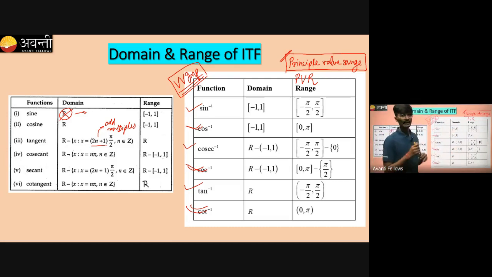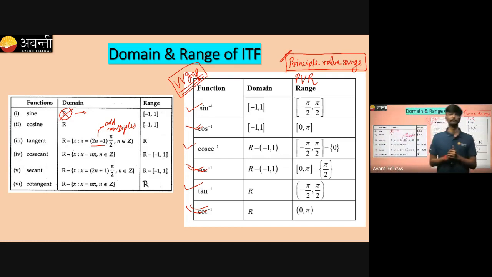So let's recap again. The domain of sine inverse is minus pi by 2 to pi by 2. The domain of cos inverse is 0 to pi. The domain of cosec inverse is minus pi by 2 to pi by 2. Remember, sine, cosec, and tan have the same domain. Cos, sec, and cot have the same domain. So if I remember those of sine and cos, I can remember all the other things.